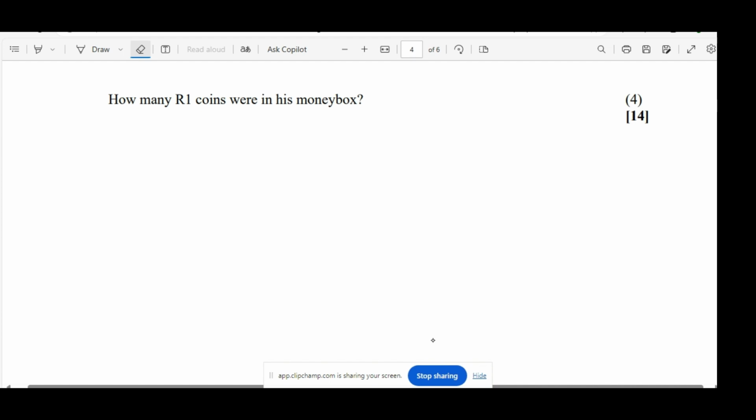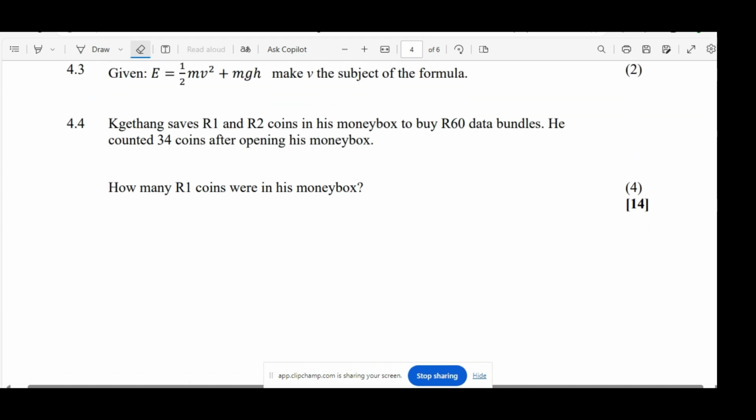Okay, if we then go to 4.4, we've got Katang saves 1 Rand and 2 Rand coins in his money box to buy 60 Rand data bundles. He counts 34 coins after opening his box. So how many 1 Rand coins were in his money box? So there will be a few ways of working out a question like this. How I kind of did it was I just played around with the number of coins and then making sure they add up to 60.